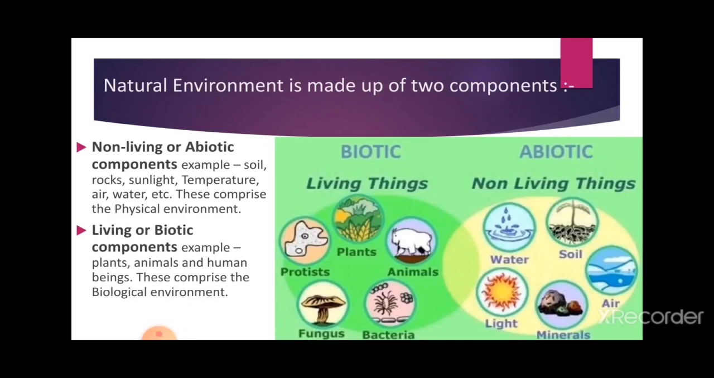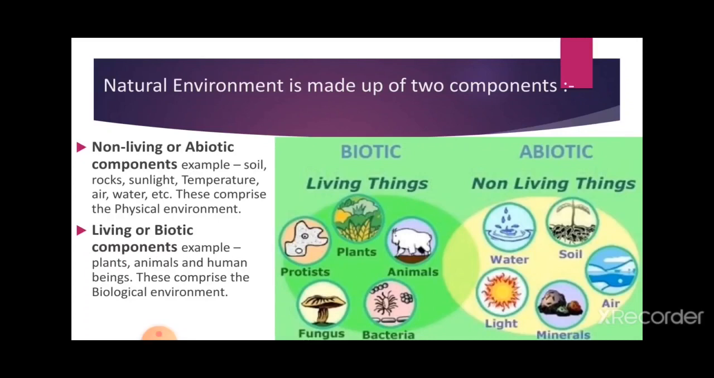Before starting the topic, let me clear up abiotic components. Some examples of abiotic components are soil, rocks, sunlight, temperature, air, and water. These all come under the abiotic components. And biotic components, as explained previously, are plants, animals and human beings. These come under the biotic components.